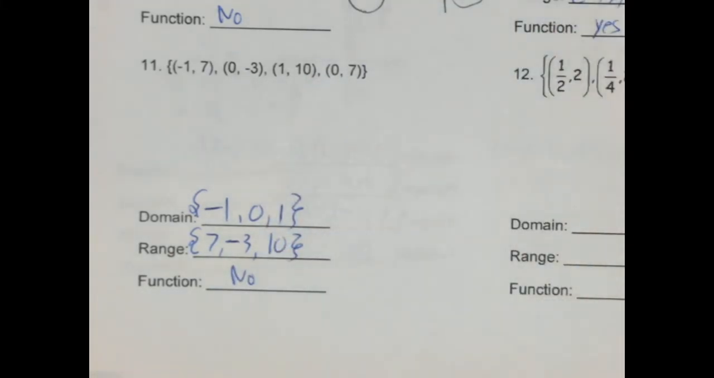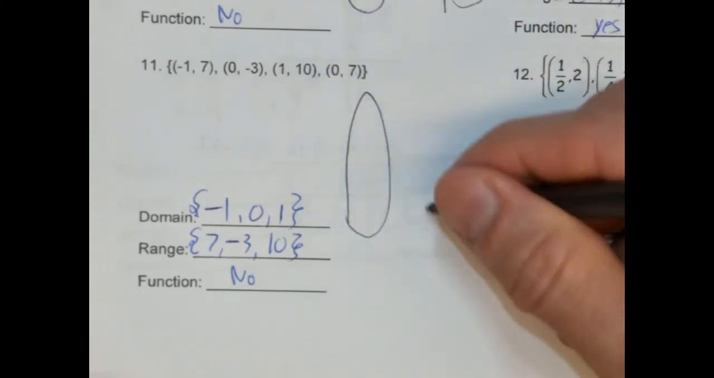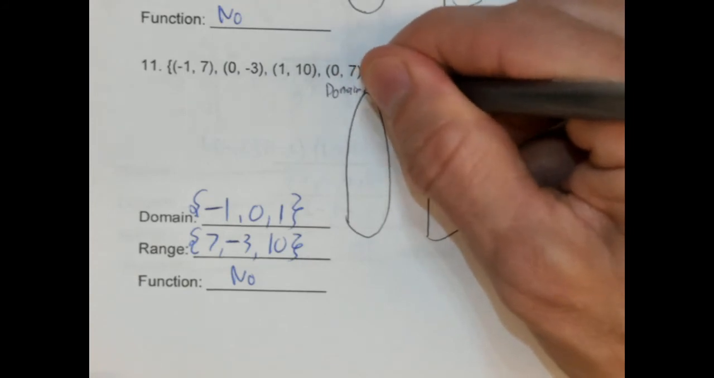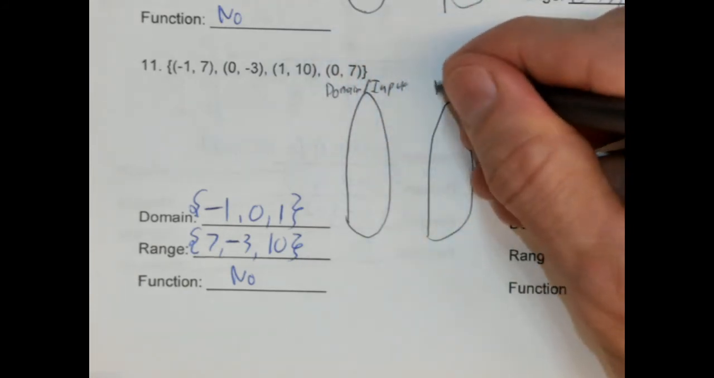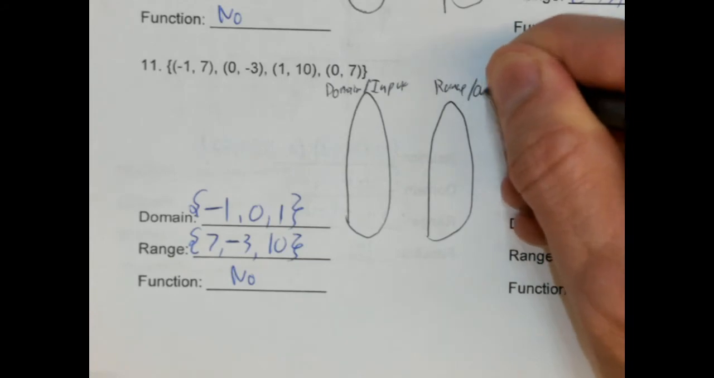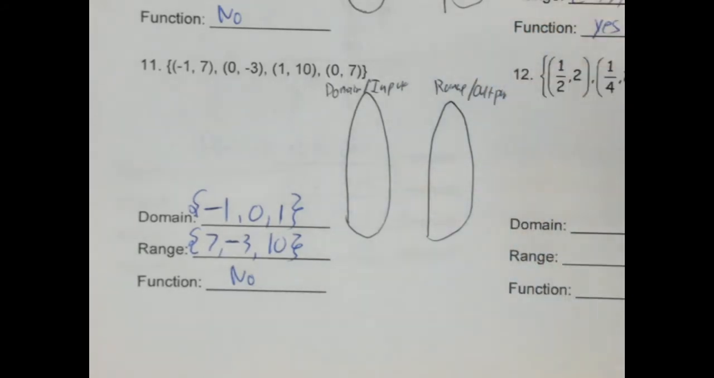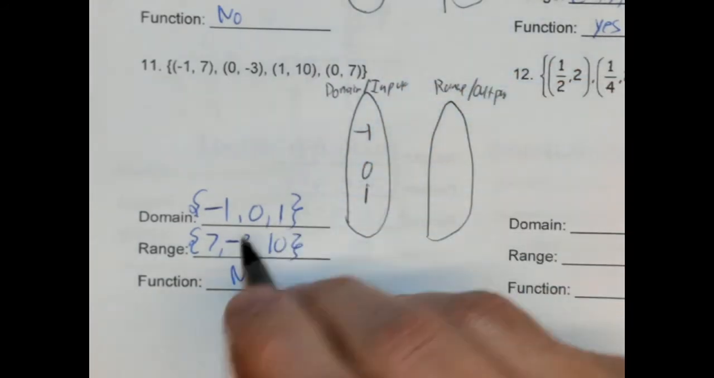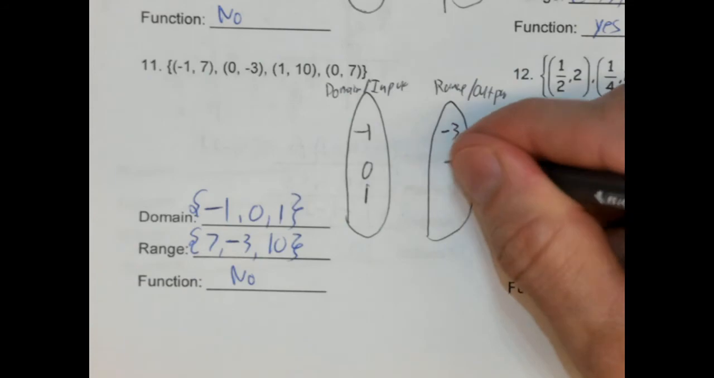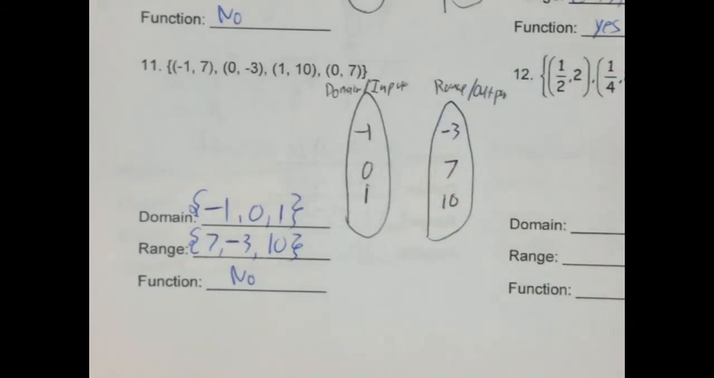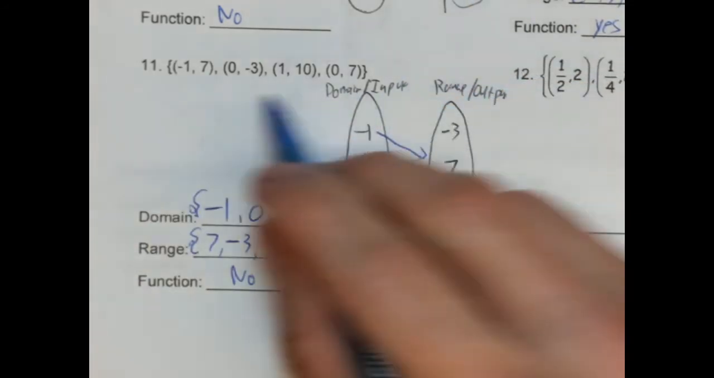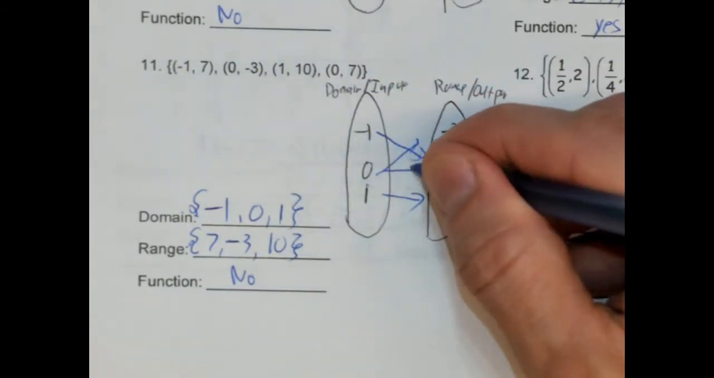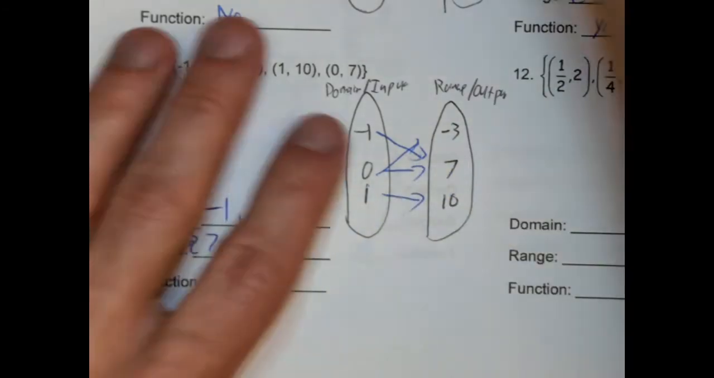So let's write that mapping diagram out. So domain slash input, and this is range slash output. So we have negative 1, 0, and 1. And here we have negative 3, 7, and 10. So negative 1 goes to 7, 0 goes to negative 3, 1 goes to 10, and 0 goes to 7. So you can see that there's two arrows coming out of the same x value.